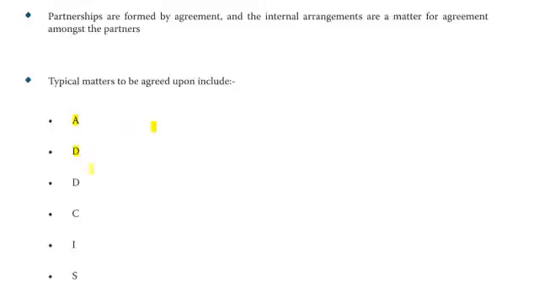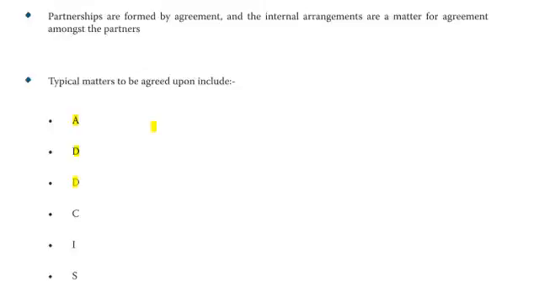D, division of profits. They need to resolve what should be the division of profits. Should they be equal, or should they be in a different ratio, 60-40, or 30-30-40? It is necessary that the division of profits should be agreed on before they start the partnership.